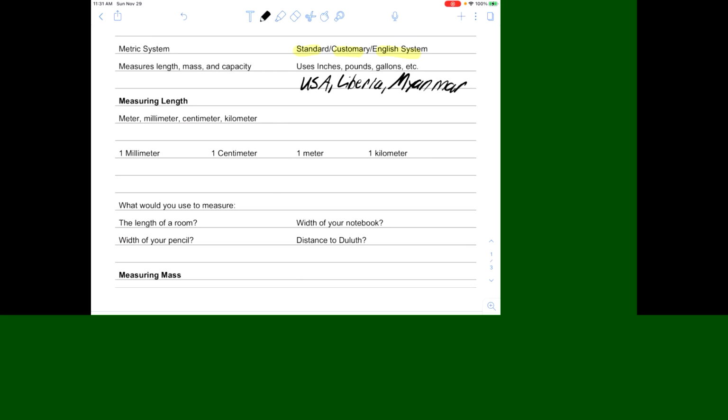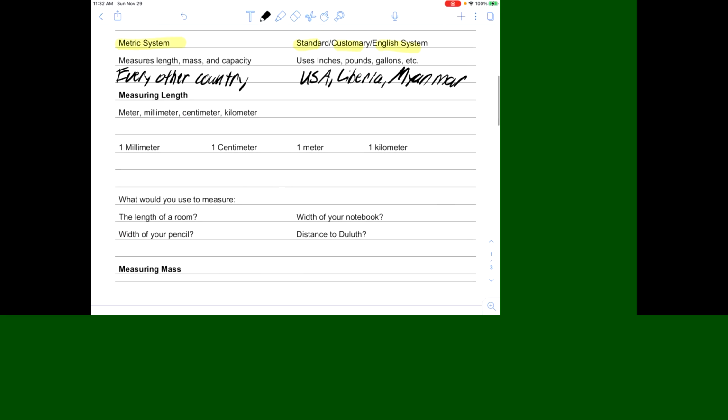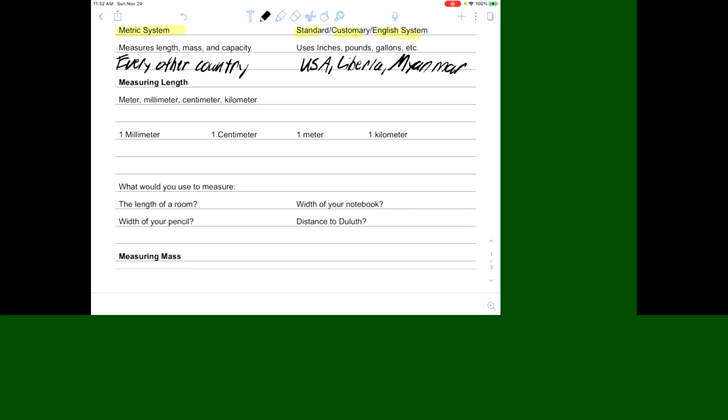And then the metric system, which is what we're studying today, is literally used everywhere else. Every other country in the world uses the metric system. There's a reason for that, and we'll get into that a little bit more in the next video. But today we're just going to talk a little bit about getting familiar with what the measurements are in the metric system. So first we're going to talk about measuring length.